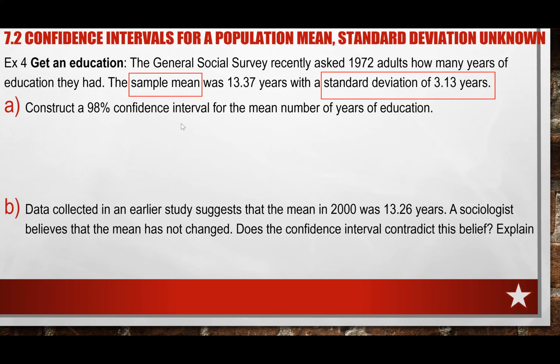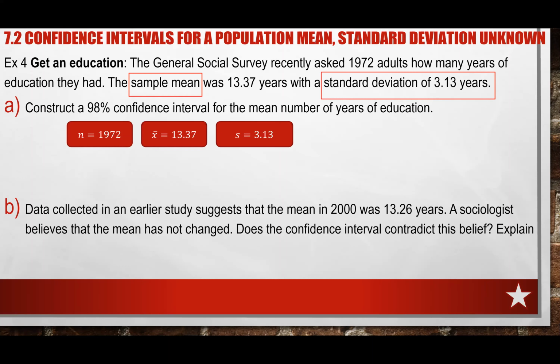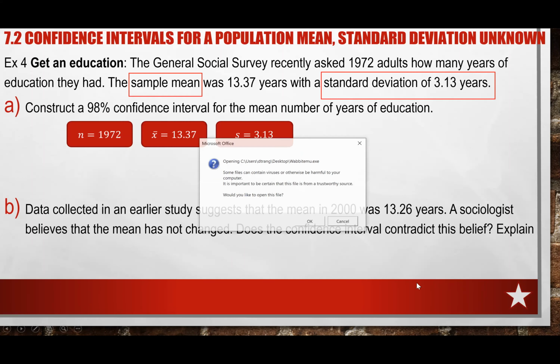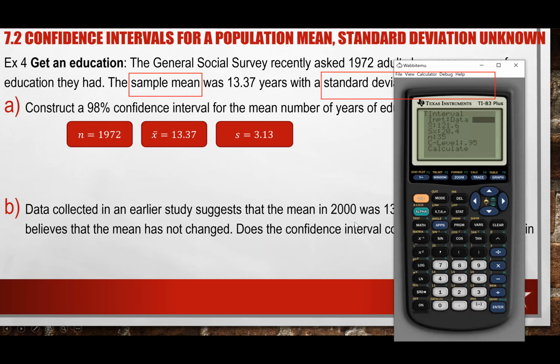So what do we need to construct this 98% interval? Well, we need the X bar, which is 13.37. We need the N, which is the total number of people, 1972. That's the number of adults, not the years, right? And we need the sample standard deviation, which is 3.13. And then we need the confidence level. Do you agree that we have all the information we need to construct this?